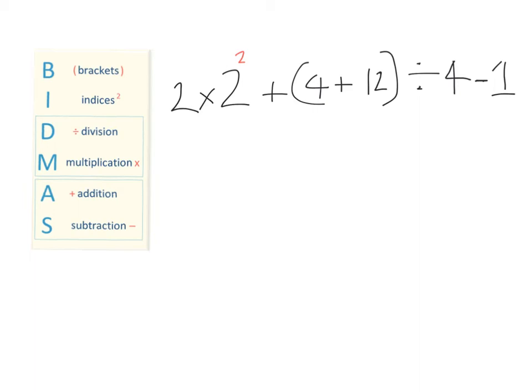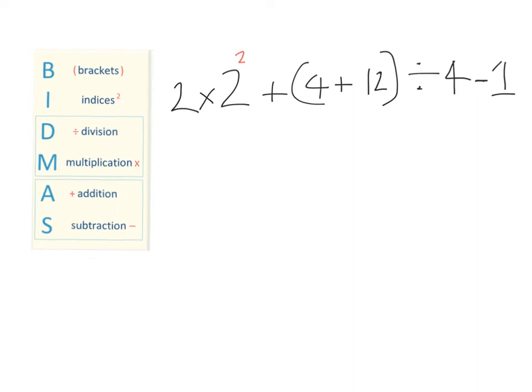This is our last one, and it's a doozy. It's 2 multiplied by 2 to the power of 2. I put it in red. Normally it wouldn't be written in red, but just to show you that it's a small 2, it's an index of 2, plus, in brackets, 4 plus 12, divided by 4 minus 1. All right, let's rock it.